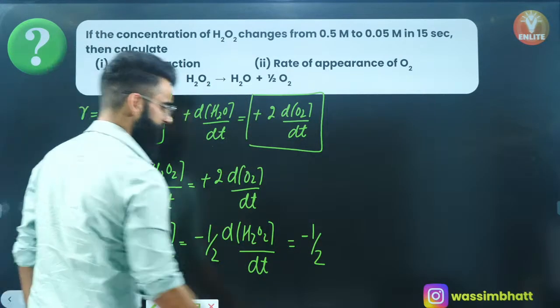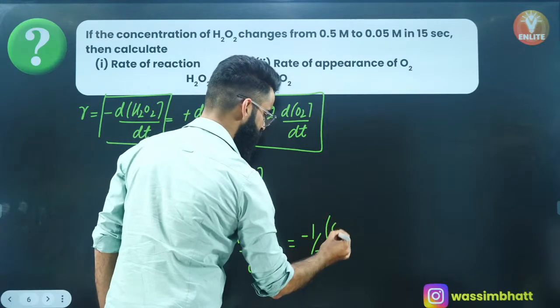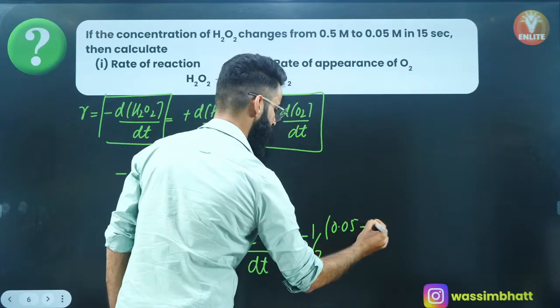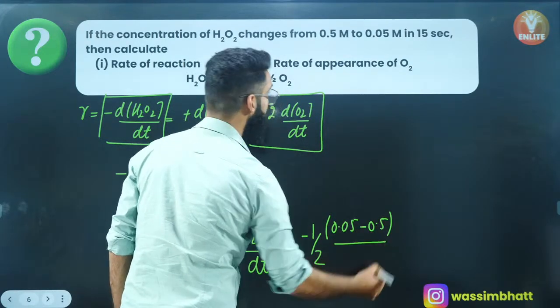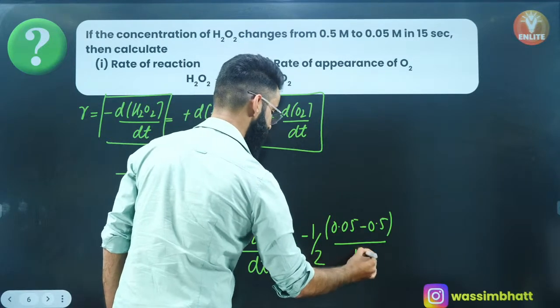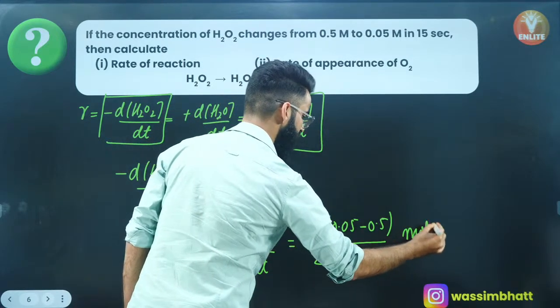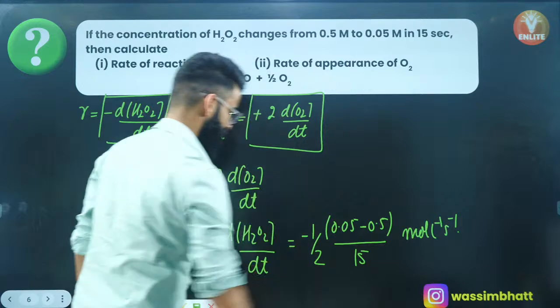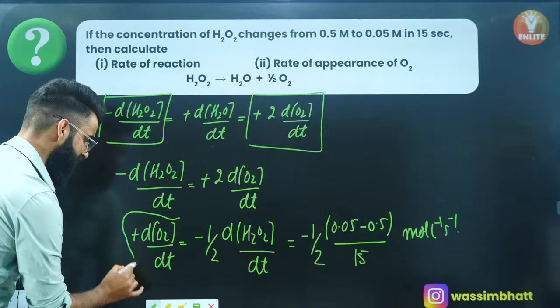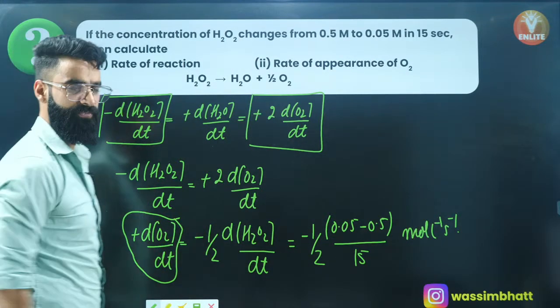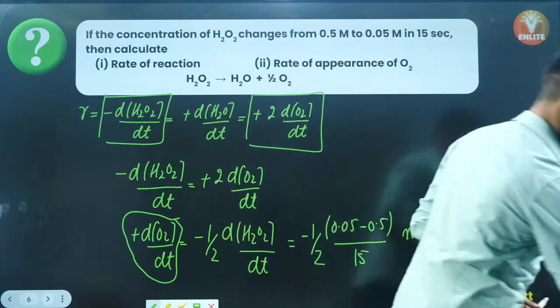Change in the concentration of H2O2 is going to be the final concentration of H2O2, 0.05, minus the initial concentration of H2O2, that is 0.5, divided by the time interval given to us as 15 seconds. Just solve it and get the answer in moles per liter per second, right? So this is what we call the rate of appearance of O2, which I was supposed to calculate as far as the second part of the question was concerned.